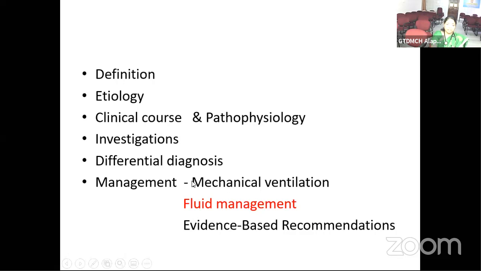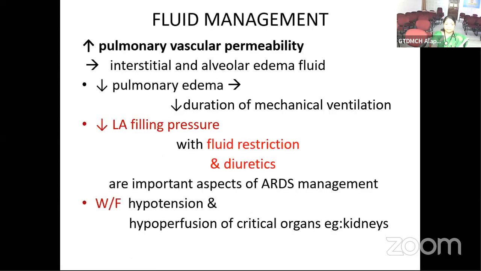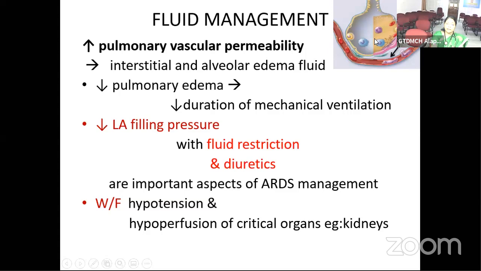So in the management, there were some general principles, then mechanical ventilation, and third is fluid management. We are discussing the lungs, but we should also think of the heart. In ARDS, there is increased pulmonary vascular permeability, which will lead on to interstitial edema as well as alveolar edema. So you have to decrease this pulmonary edema so that you can decrease the duration of mechanical ventilation. So decrease the left atrial filling pressure with fluid restriction and diuretics. Fluid management is a very important part in the management of ARDS.